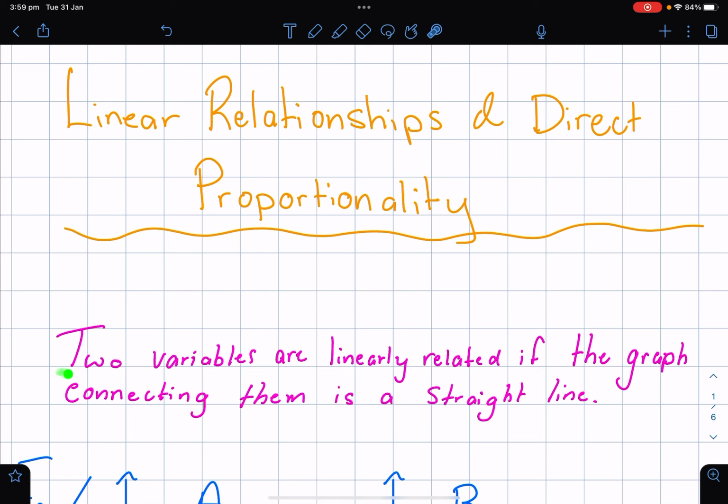So today we're going to be starting to look at linear relationships and direct proportionality. So two variables, typically x and y, but they can be any variables, okay? They are linearly related if the graph connecting them is a straight line. So super simple to work out if two variables are linearly related. Just see if their graph is a straight line.